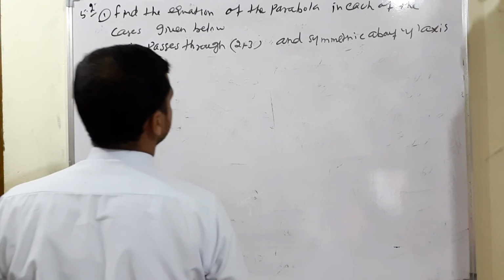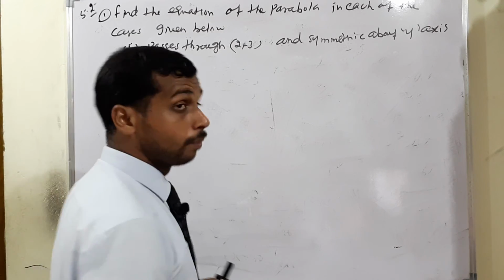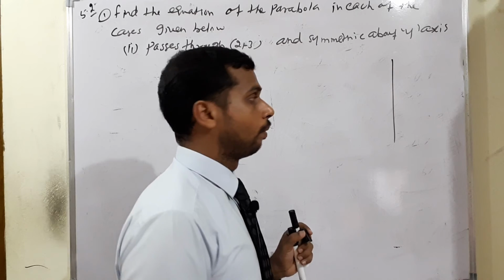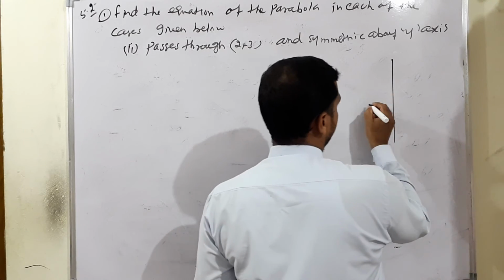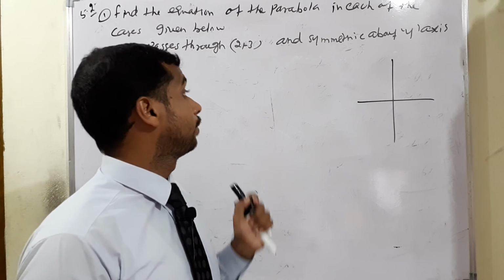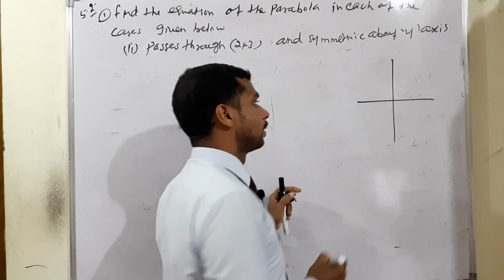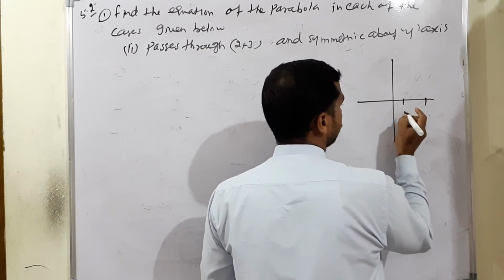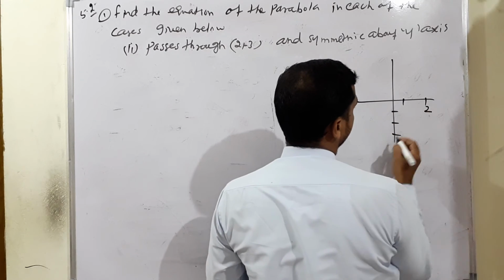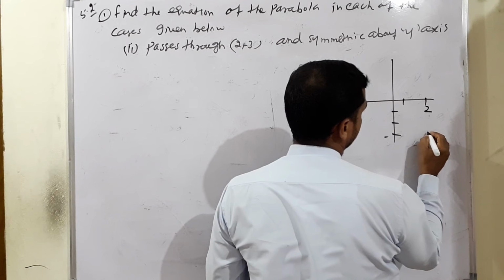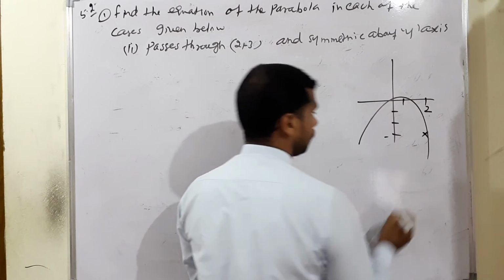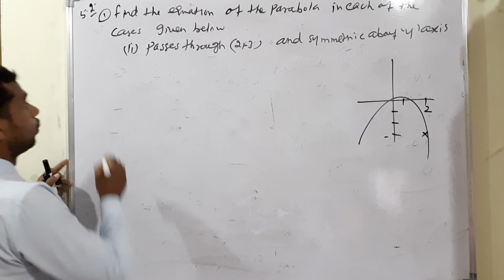Subdivision 2: passes through (2, minus 3), symmetric about the y axis. So first we have to identify which type of parabola. Y axis means simply we can say whether open upward or open downward. Okay, we have to check it. (2, minus 3), sir. (2, minus 3) means 1 and 2, negative 1, negative 2, negative 3. x is equal to 2, y is equal to negative 3. This is the point. So symmetric about the y axis means it lies down. So it is open downward.